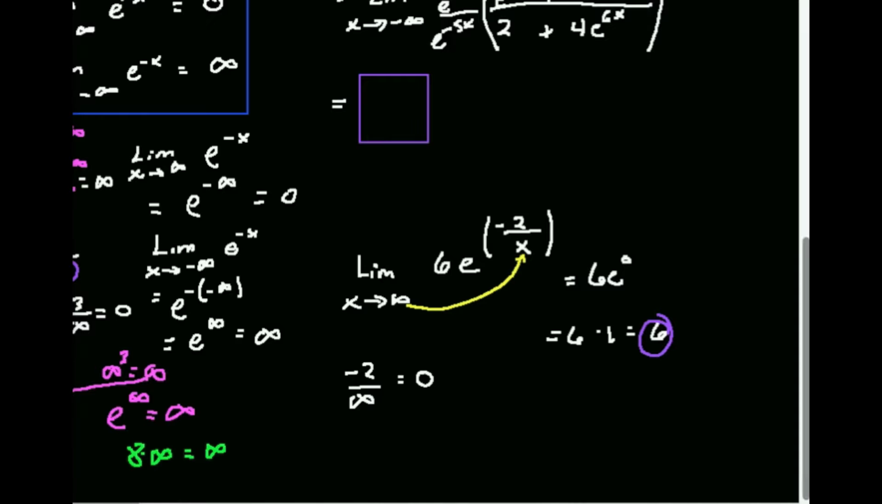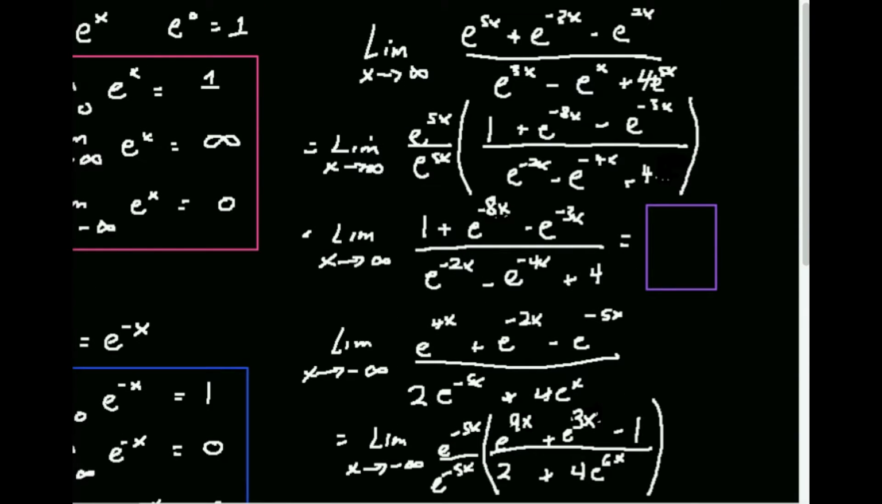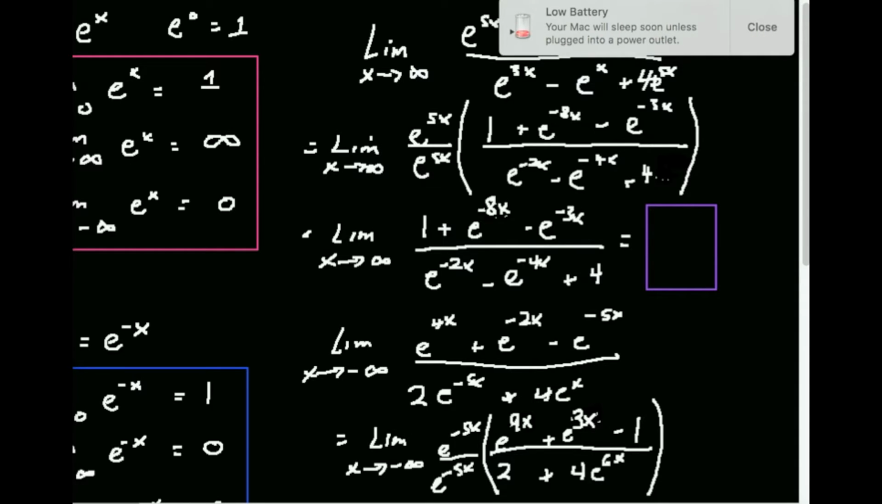However, one of the things that becomes a lot more challenging is if we have limits where it's not just one exponential function, we're taking the limit as x goes to infinity, but it's the sum and difference of several different exponential functions. So suppose I have this limit. Limit as x goes to infinity of e to the 5x plus e to the minus 3x minus e to the 2x divided by e to the 3x minus e to the x plus 4e to the 5x.